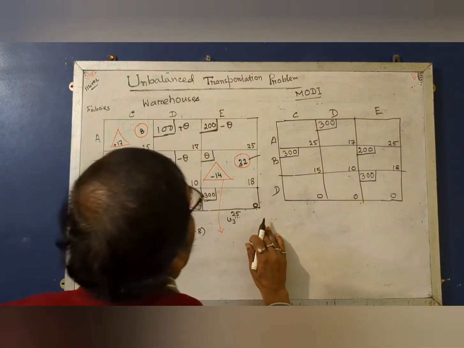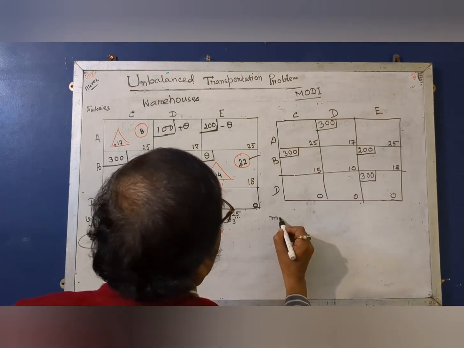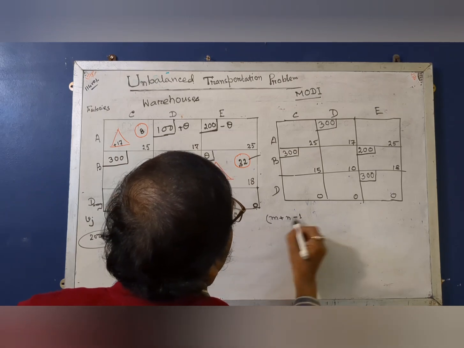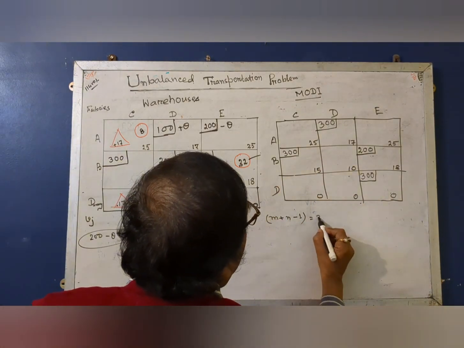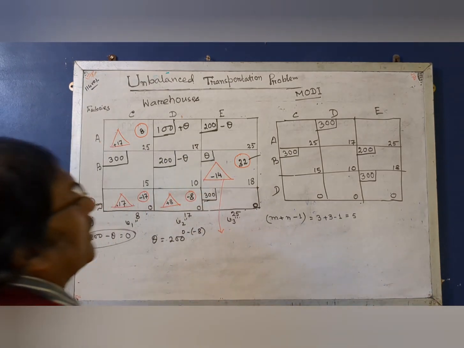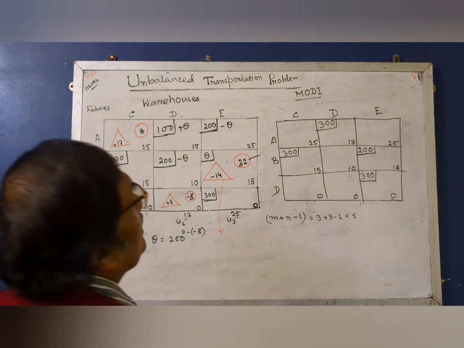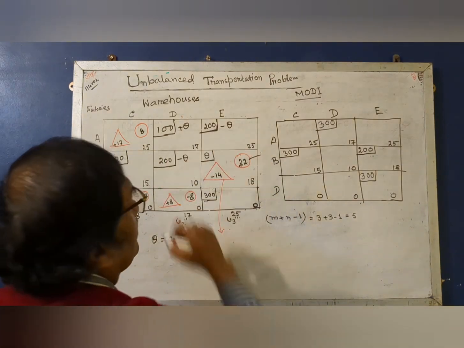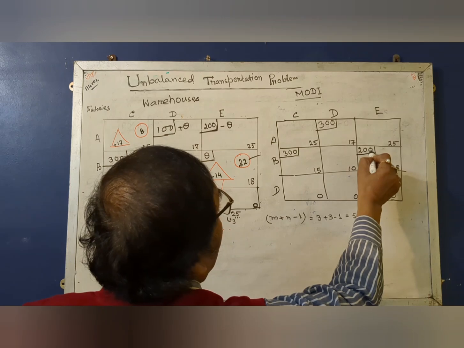For MODI, I have already mentioned that first you have to check that the total number of allocations is equal to m plus n minus 1, that is 3 rows plus 3 columns minus 1, which is equal to 5. But unfortunately, you see here it is 4 only. That means you cannot proceed further directly. If one variable had not been dropped, then you could proceed further from here. But here you see the number of allocations is 4.